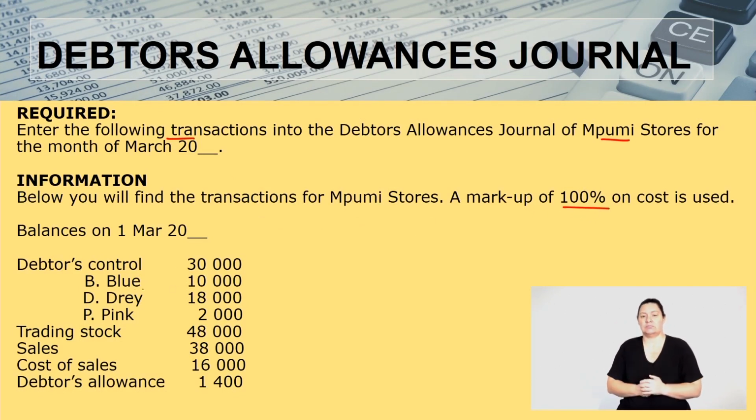Now, it is very important whenever you see a debtors control amount of 30,000, and you see here we have three debtors, B Blue 10,000, D Dre, and then P Pink, I want you to quickly punch these figures in your calculator: 10,000 plus 18,000 plus 2,000. How much do you get? You're getting 30,000. That means this list of debtors, 30,000, must be the same as the amount in the debtors control.